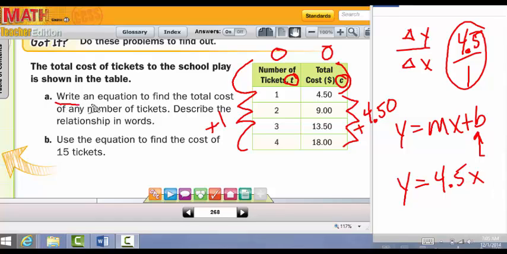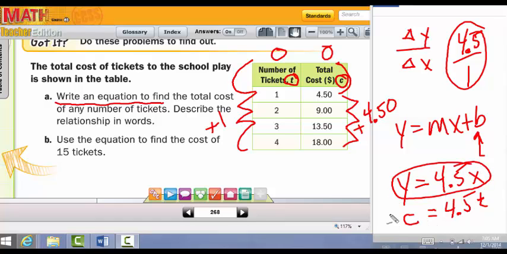The first thing they asked us was to write an equation to find the total cost of any number of tickets. Actually we could go back and change this, because this is our output, so this would be y. We would say that C, the cost, equals 4.5 times t, the input. These are the same equation, but this one uses the variables that we had in the table.